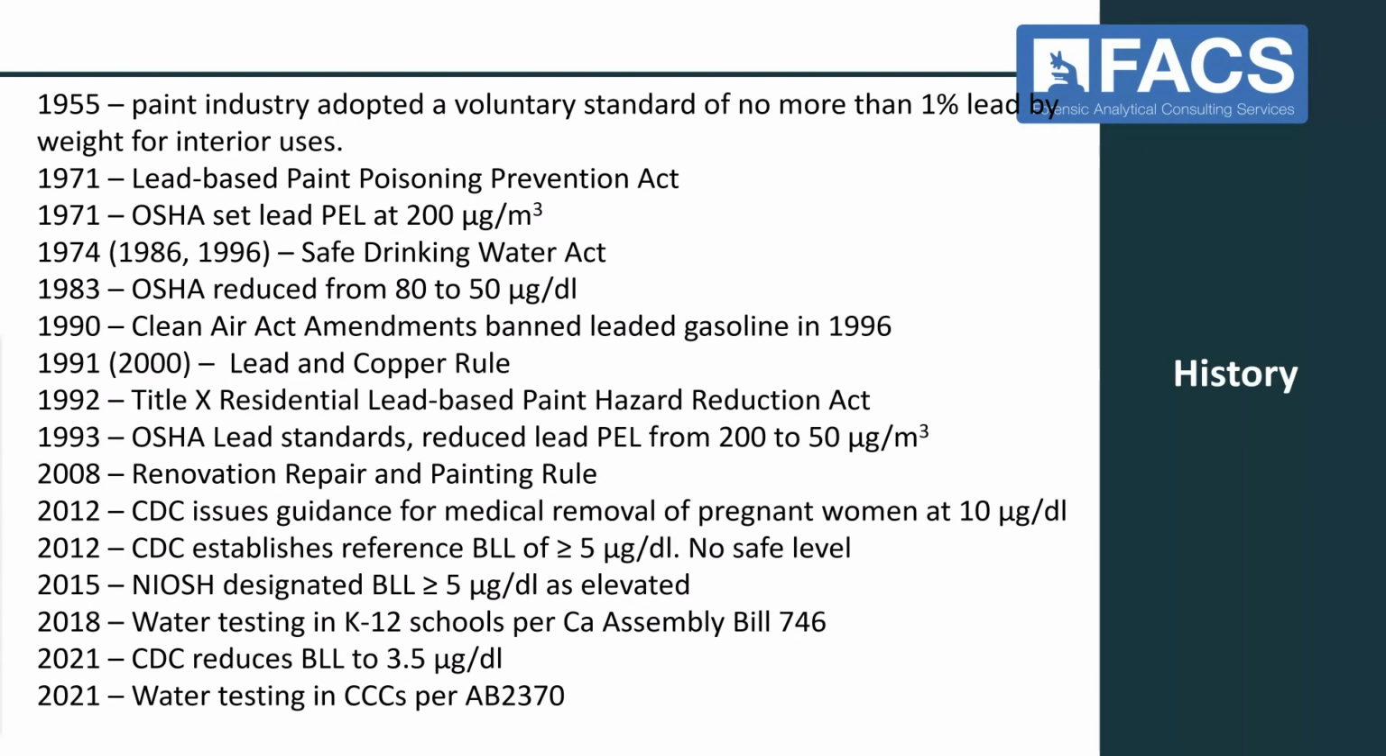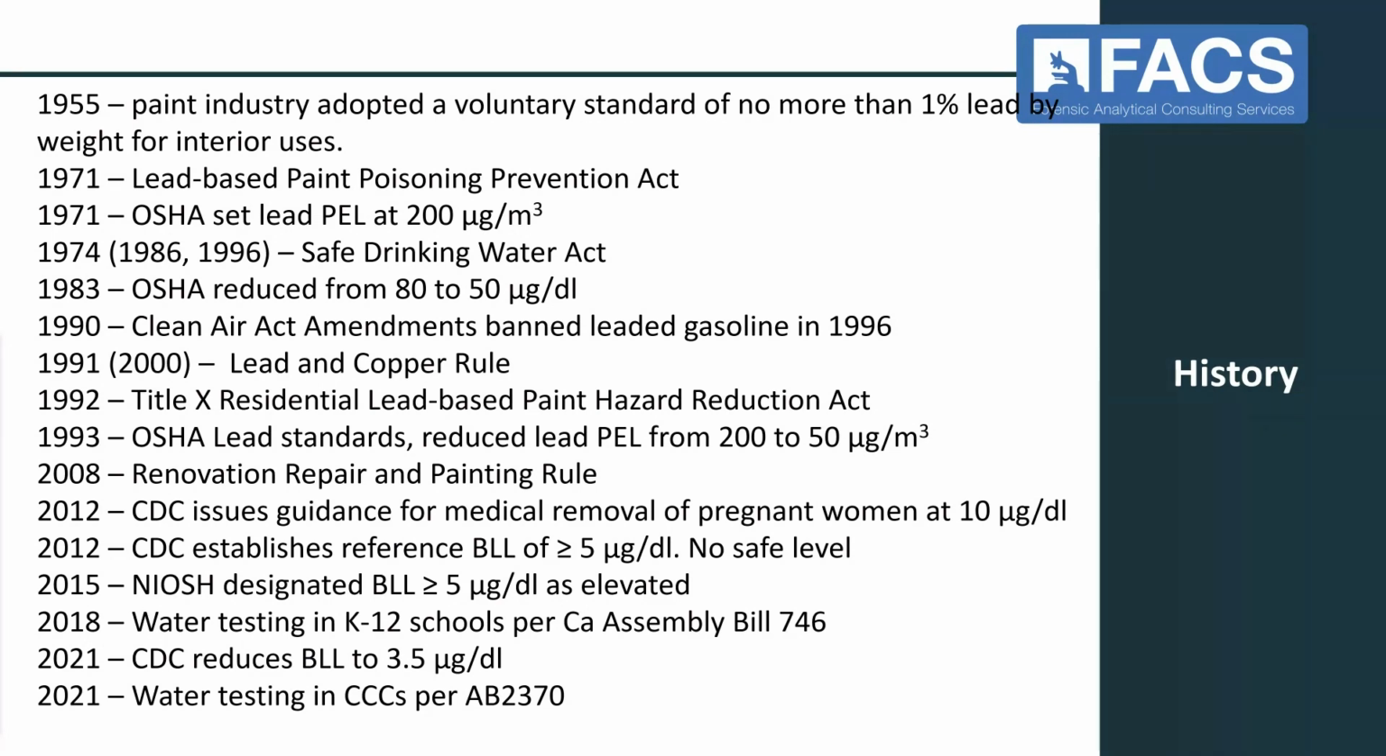In the 70s is when we also started to regulate lead in water with the first version of the lead and copper rule. As we move through, there starts to be some focus on lead exposure to children, and this is where we get some of our regulations related to lead in dust or lead in soil. In 93, this is our current version of the OSHA lead standard, is when we move the PEL from 200 down to 50, which is what we currently set.